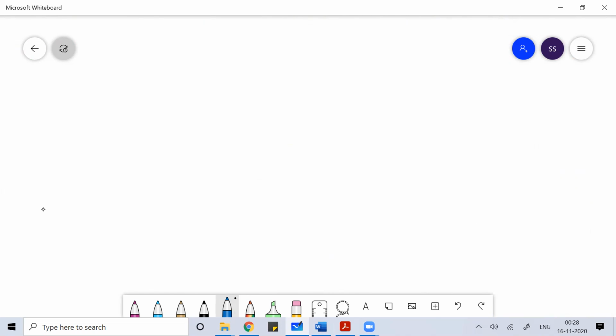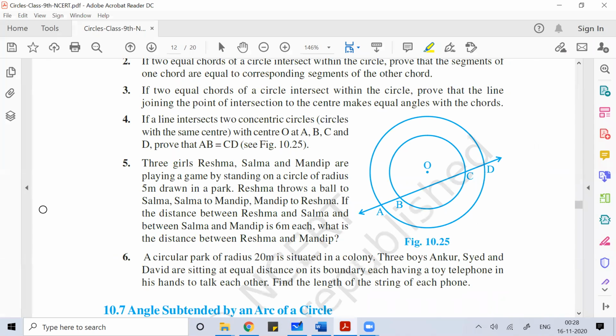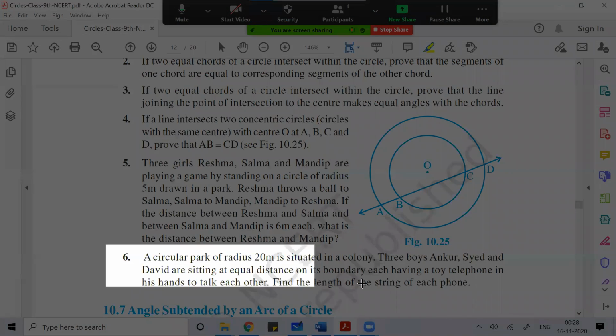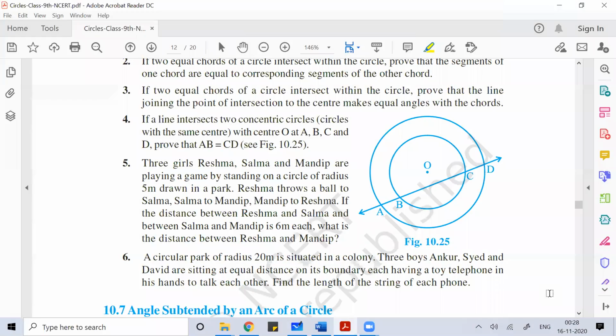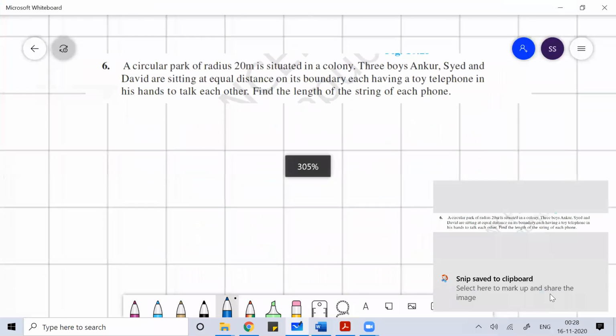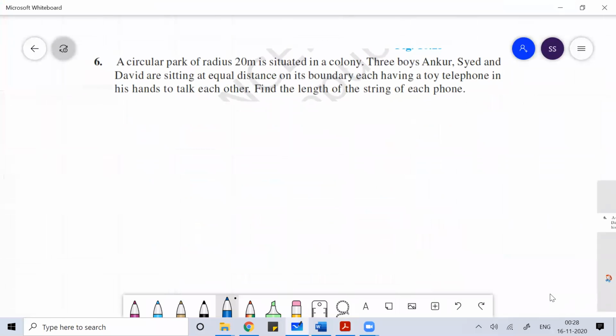Let me do this question again. So this is like this. A circular park of radius 20 meter is situated in the colony. Three boys, Ankur, Sayyed and David, are sitting at three equal distances on the boundary, each having a toy telephone in his hand to talk with each other. Find the length of the string of each phone.